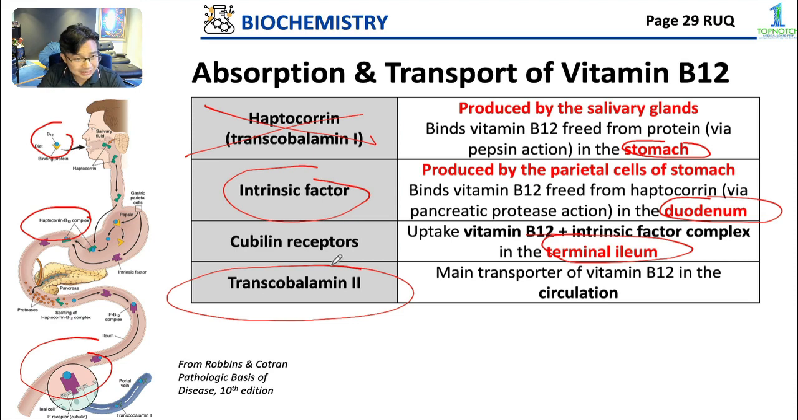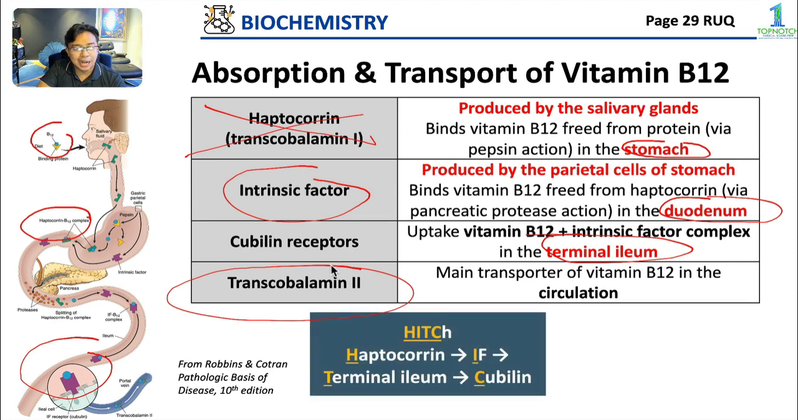So for the sequence of events, guys, think of H. Haptocorrin, intrinsic factor, terminal ileum, and cobalamin. Okay, that is a good mnemonic for your vitamin B12 absorption and transport.